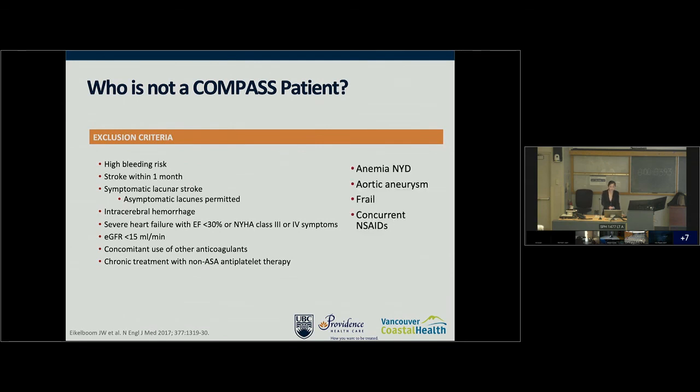And also, I just added a few to their exclusion criteria, which is if someone has an anemia not yet diagnosed and it's significant enough, I probably wouldn't feel comfortable not knowing where the source of bleeding is to start someone on rivaroxaban. If they have a huge aortic aneurysm, I might be a bit worried in that situation. If they're frail or if they have a need for concurrent NSAIDs, then I might be a bit more cautious in those groups.